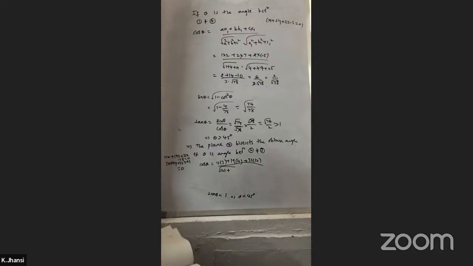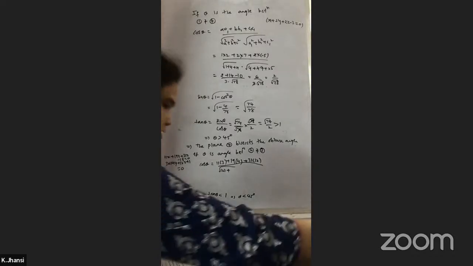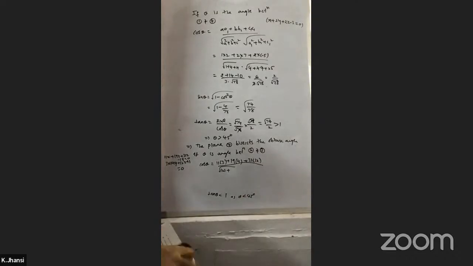Next we'll go to block 2. In that you have the straight line. For the straight line, I have told what is the general equation of a straight line, and also what is the symmetrical form of the line and the unsymmetrical form of the line.